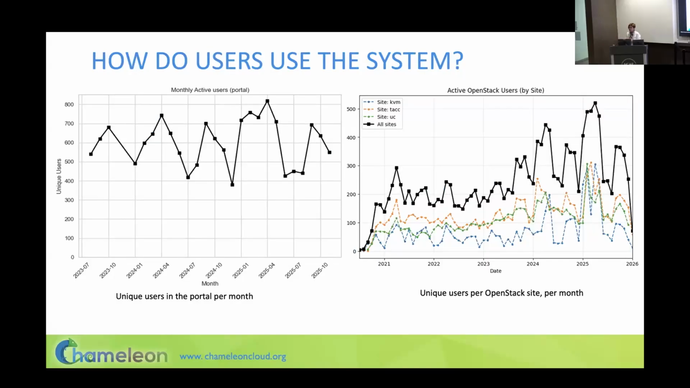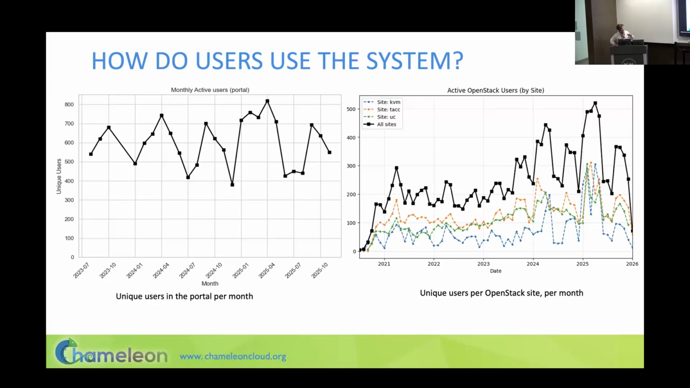How many of those users use Chameleon on a regular basis, on a monthly basis? So you've got a couple of graphs here. One is the users who log into Chameleon, so to log into our portal, and for that, we only have data going back to 2023. But we have data going back much further for the users who actually use Chameleon resources, in other words, who use OpenStack to either allocate resources or reconfigure them.